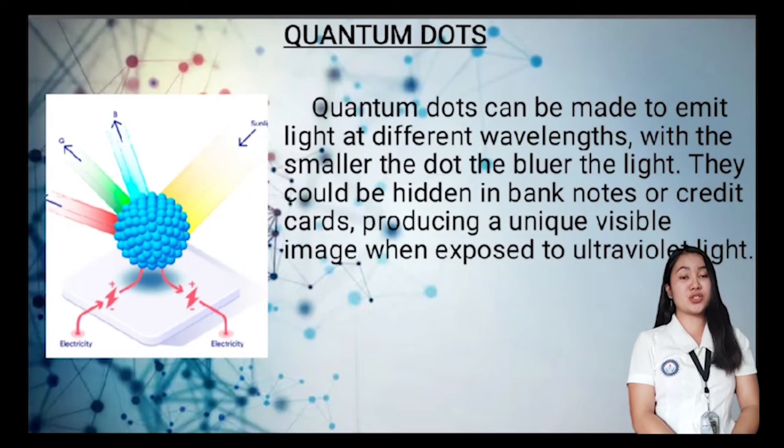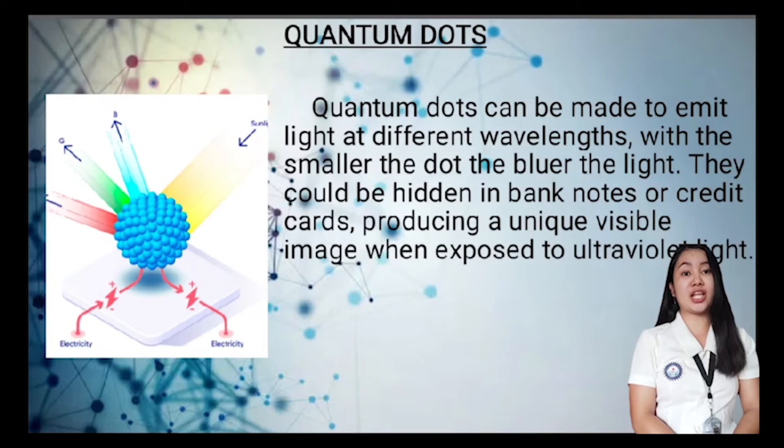The third of the most talked about nanotechnologies is the quantum dot. A quantum dot is a nanometer-sized semiconductor particle, traditionally with a core-shell structure, as you can see in the picture. Quantum dots are widely used for their unique optical properties, as they emit light of a specific wavelength if energy is applied to them.